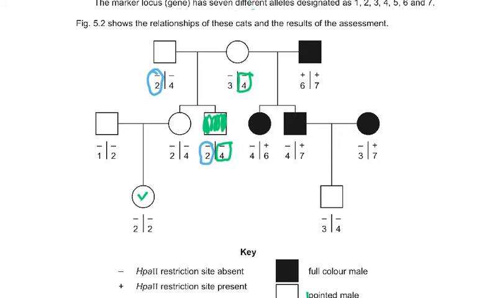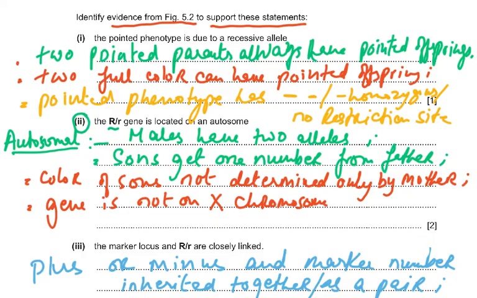You remember that in males, there's nothing on the Y chromosome. If it's a sex-linked disorder, the males only get the X chromosome, and they get the Y from the father. So they should have only got one allele from the father. If you look at this diagram, it was a very nice one in which you could see this. So let's go back to the mark scheme now.